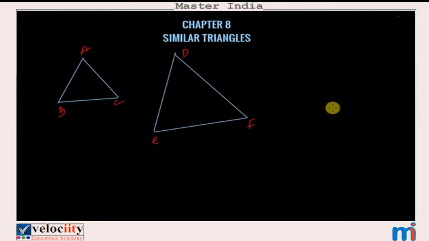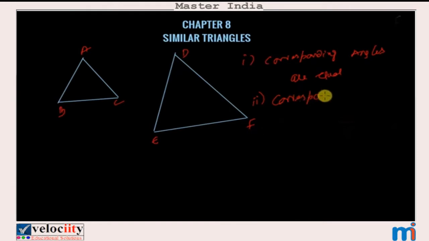Two polygons with the same number of sides are similar if the corresponding angles are equal. And the second condition is corresponding sides are in the same ratio. So two polygons are similar if the corresponding angles are equal and the corresponding sides are in the same ratio.